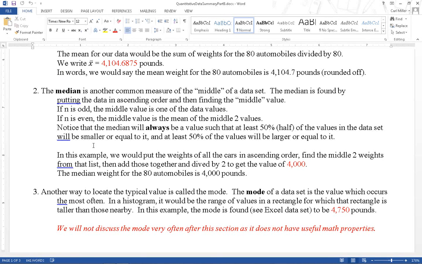Now, another way that people sometimes will mention a typical value is just to look at the one that happens the most often. Now, the mode of a data set, if you look at the list, is going to be the value which occurs the most often.